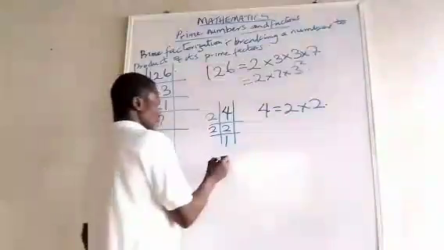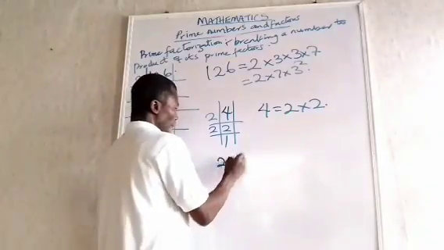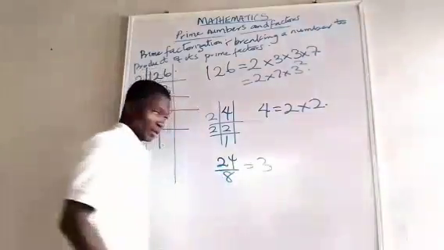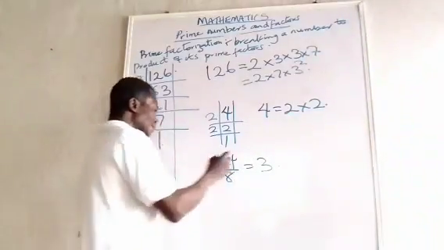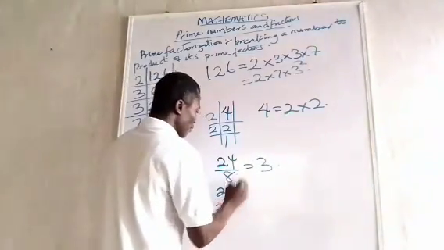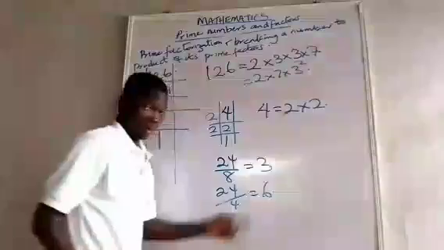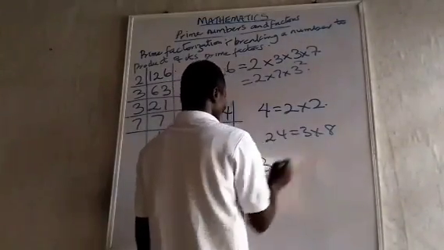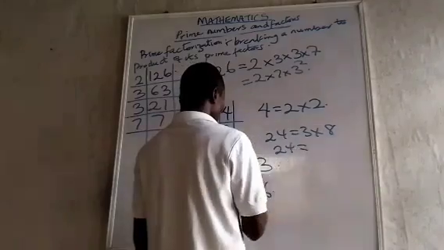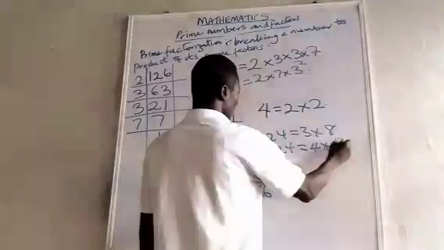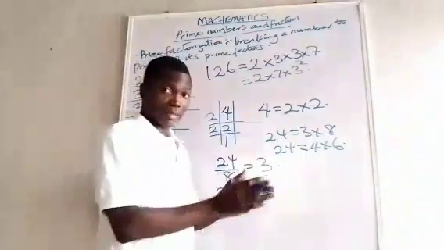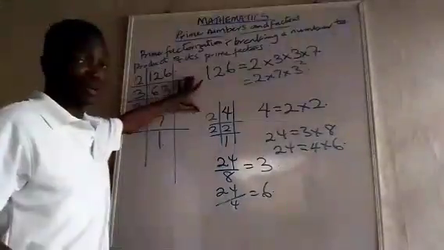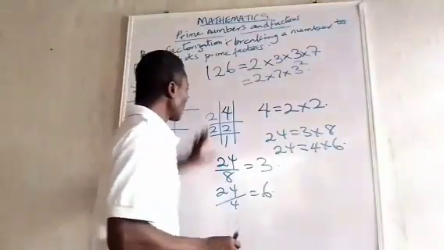Let's look at 24 now. 24 divided by 8 is equal to 3. And at the same time, if I say 24 divided by 4, it gives me 6. So what does that mean? It means that 24 is equal to 3 times 8. 24 is equal to 4 times 6. But these are not prime factors. I'm just using that to explain the concept of prime factorization to you. Now, I have 24.